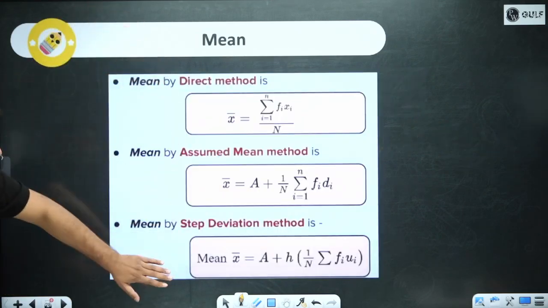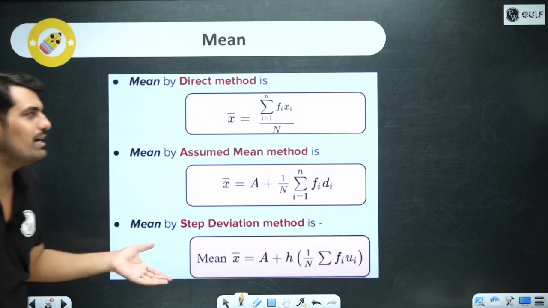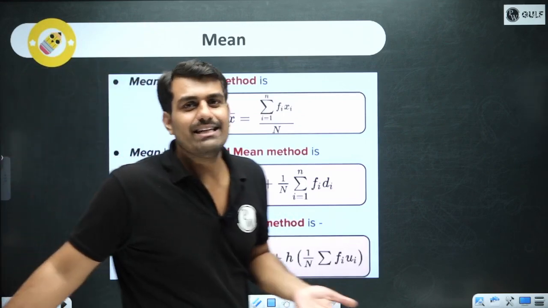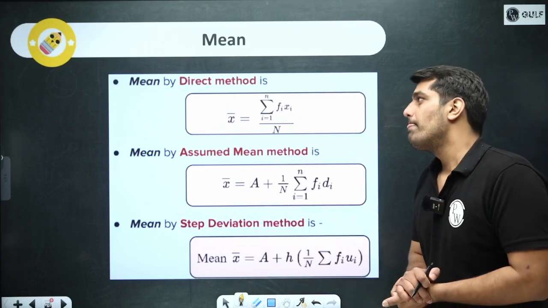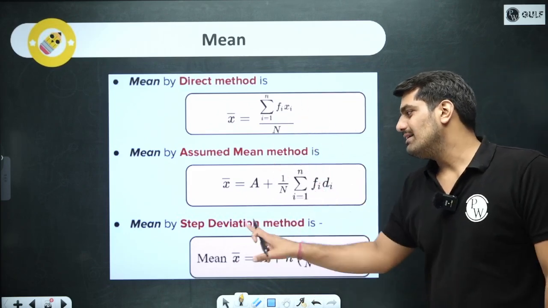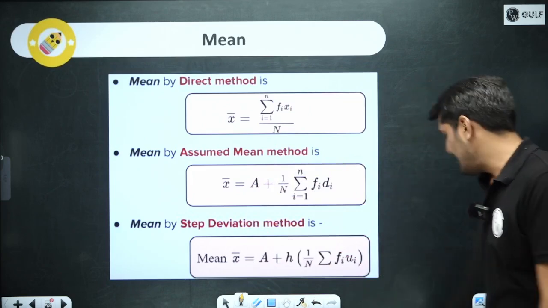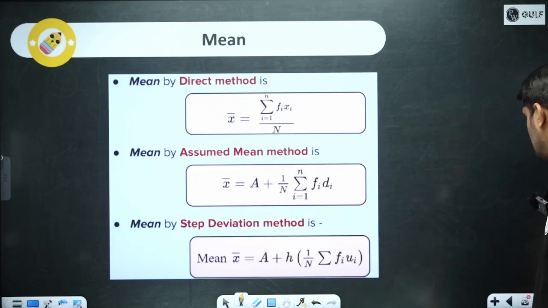So for your comfort, here we have summed it up. You can note it down if you haven't done till now. And as I most of the time say, if you haven't done till now, you will not be doing now also. By direct method, assume mean method, and the step deviation. Next thing appearing over here is our median.